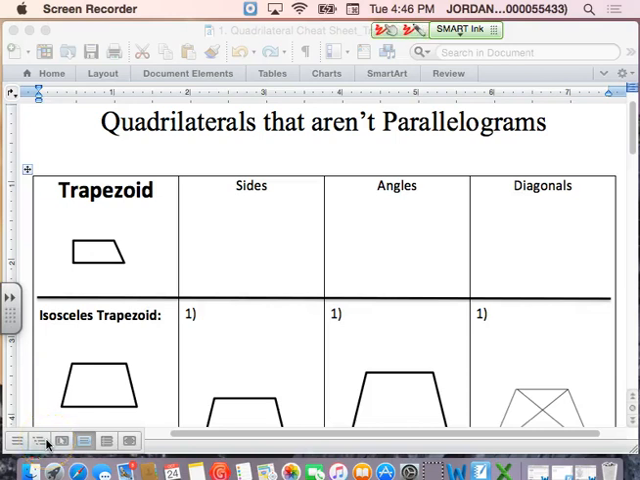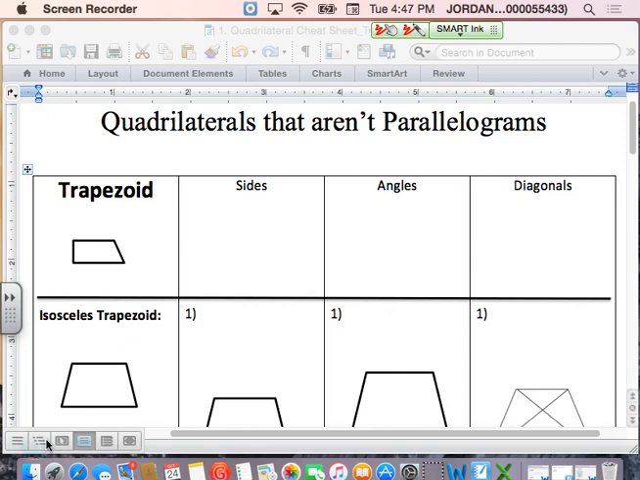All right, ladies and gentlemen, so we're moving on to some other quadrilaterals, and specifically these quadrilaterals are not parallelograms, okay? So we talked about the three types of parallelograms: squares, rectangles, and rhombi, and moving on to some two types of quadrilaterals that are not parallelograms. So first type is a trapezoid.